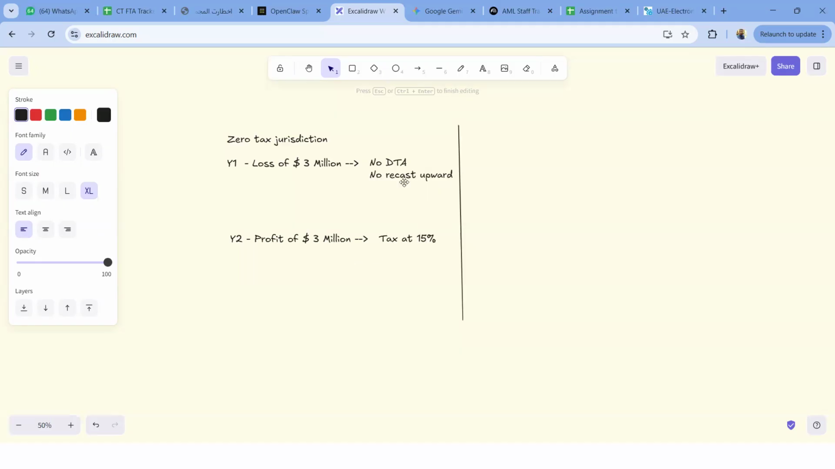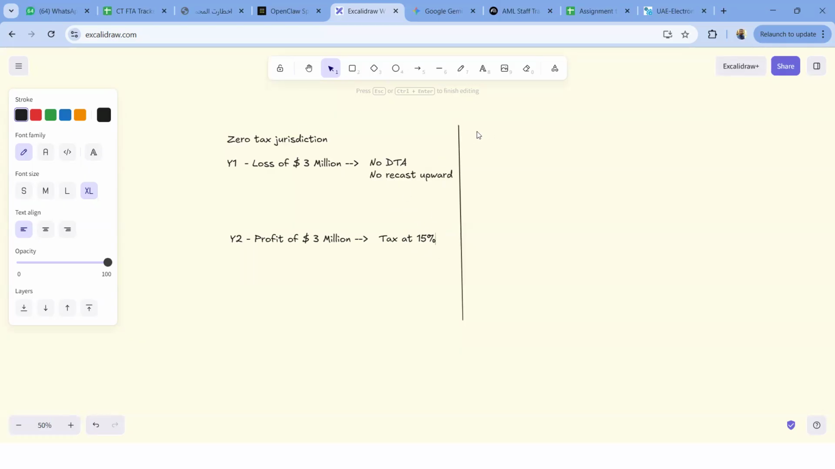Since there was no DTA recognized last year, can I adjust this tax? Should I pay 15%, or can I pay 15% minus the loss DTA? There is no DTA, guys. There is no recast, also no DTA in the books. So the ETR would be at 15%.